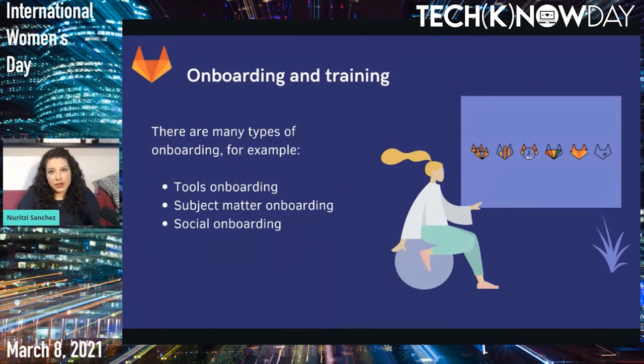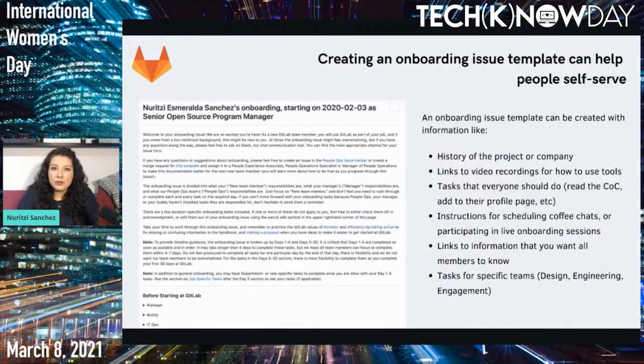Onboarding and training. Whether you're at a new company, or if you're joining an open source project for the first time, onboarding is necessary, and it's not always done super well or effectively. And when you think about onboarding, there are different types of onboarding that exist. For example, there's tools onboarding, there's subject matter onboarding, and there's social onboarding. And at GitLab, we use, again, the tool to help people onboard. So here you can see an example of my own onboarding issue last year, where in the issue template there is a lot of information about what the onboarding issue is for.